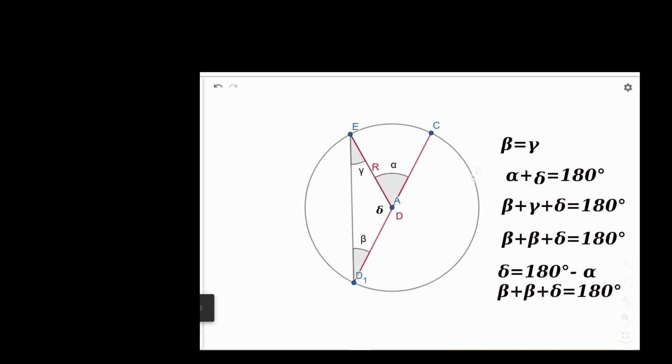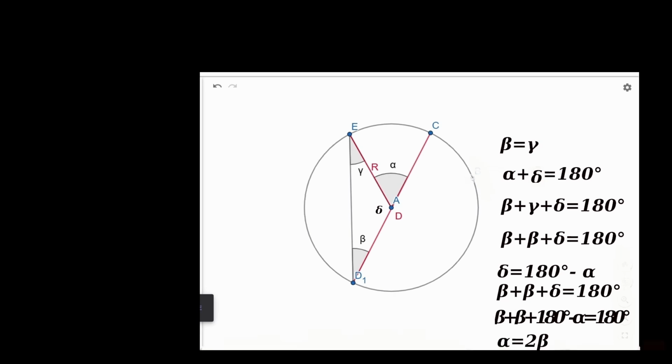Now look at the figure again. Now substitute this into the previous equation. 2 beta plus 180 degrees minus alpha equals 180 degrees. After simplifying, we get 2 beta minus alpha equals 0. Therefore, alpha equals 2 beta. So we've proved that the central angle is twice the inscribed angle in this special case.